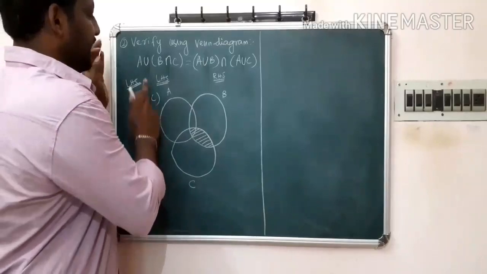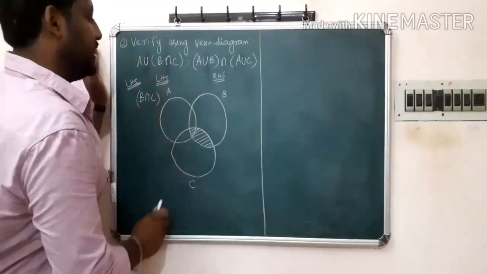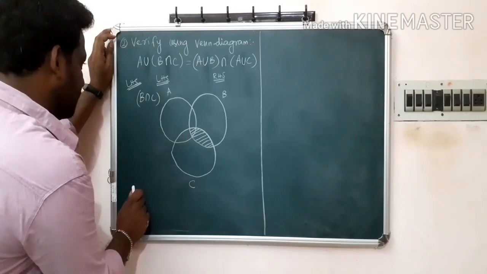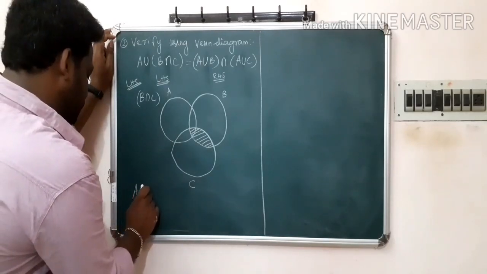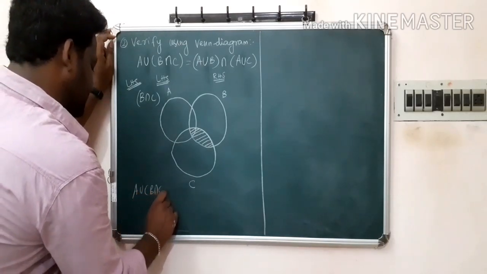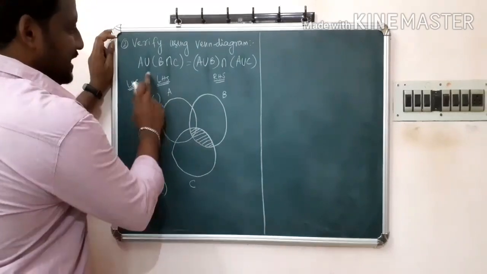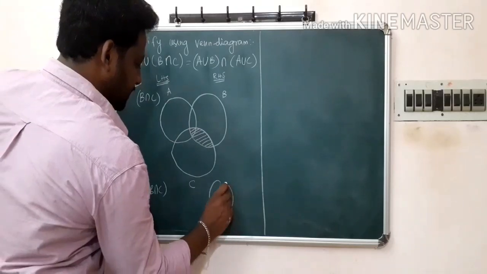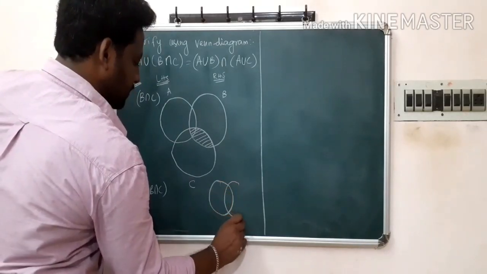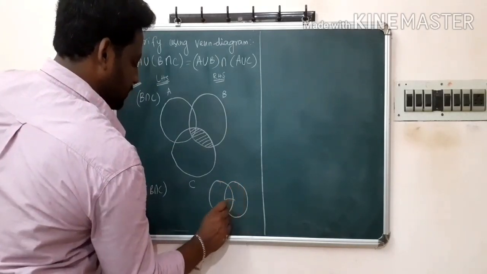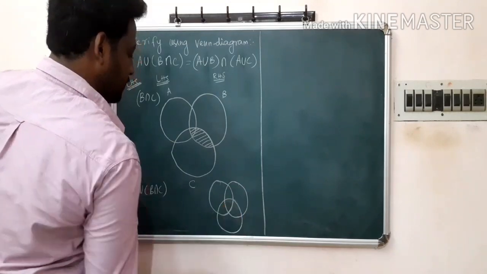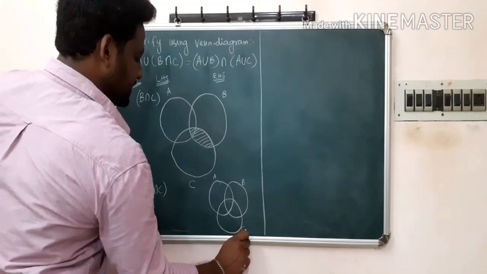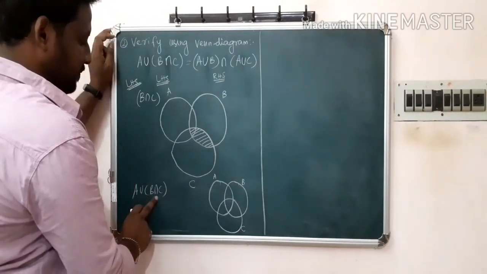And then we have to take union with B intersection C. So that is A union B intersection C. This is the left hand side equation. So you have to draw the same way, A, B and set C. So A union B intersection C.